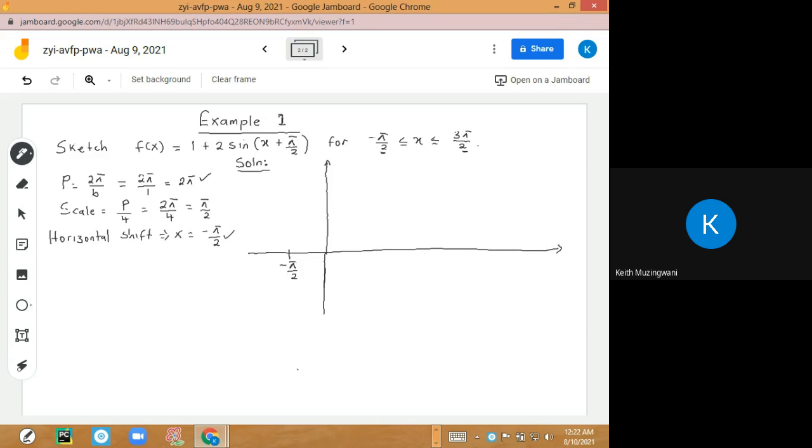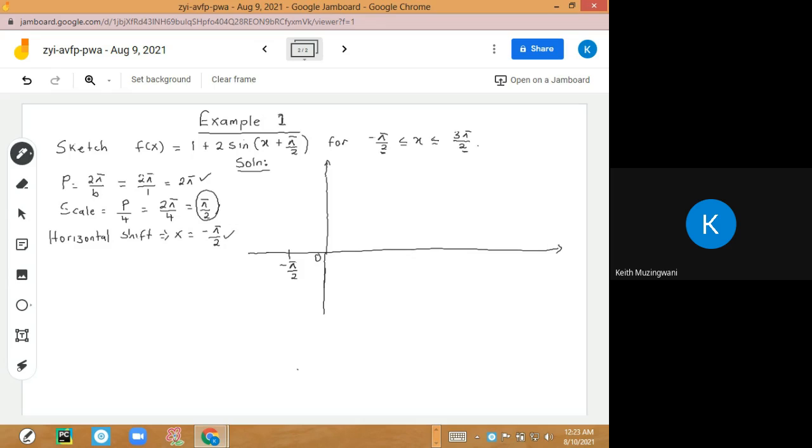So our horizontal shift is negative pi over 2. So we'll be adding the scale. The purpose of the scale is to give us a spacing on the x important values. You know, you can sketch this thing starting from 0, 1, 2, 3, 4, 5 on the x values. But how do you know which ones are important? You use the scale. So we start from negative pi over 2. We'll be adding the scale to each number that we get. So negative pi over 2 plus pi over 2 will move to 0.